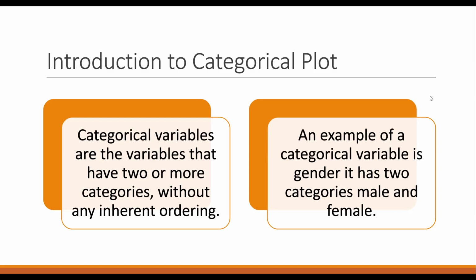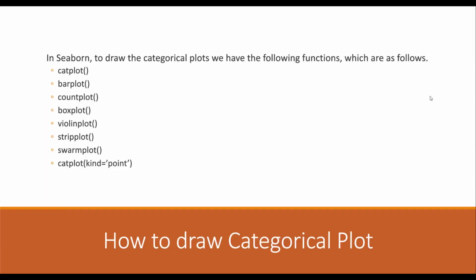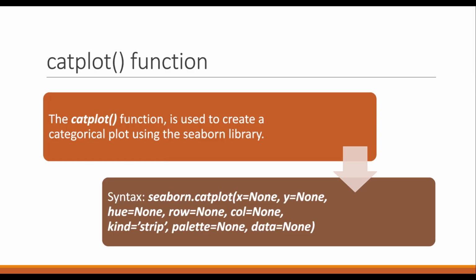So now we will move ahead and learn how we draw these categorical plots in a Seaborn library. If you want to draw the categorical plots in Seaborn library, it provides us the following functions which are catplot function, barplot function, countplot function, boxplot function, violin plot function, strip plot function, swarm plot function and catplot function with kind point. So now we will move ahead and learn about the catplot function first.